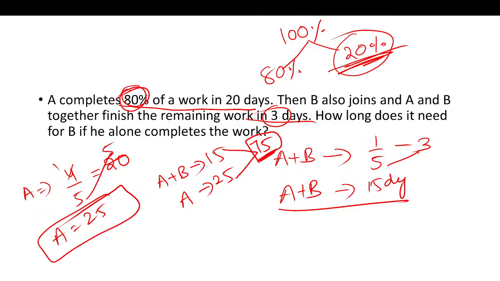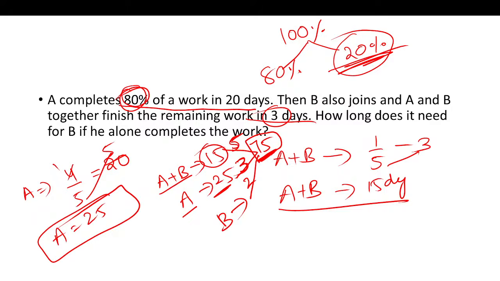75 chocolates are there. A and B are eating them in 15 days. That means for every day, how many chocolates are they eating? 5. Okay. 75 chocolates are eaten by A in 25 days. That means every day he is eating 3. Out of a total of 5 chocolates, A is completing 3 and the remaining 2 must be completed by B.